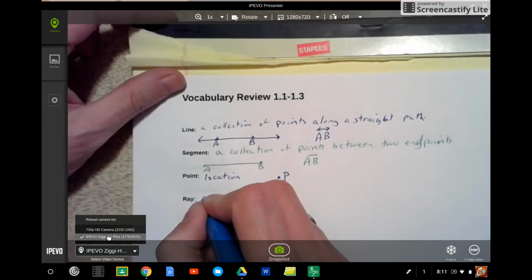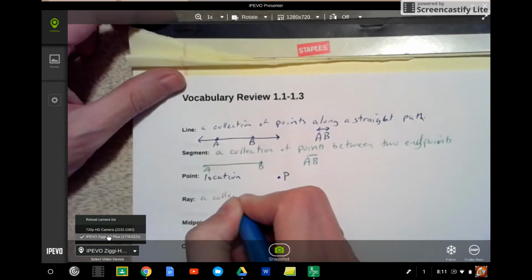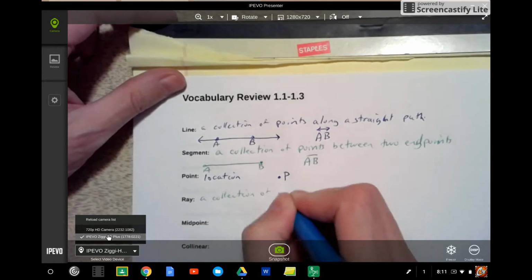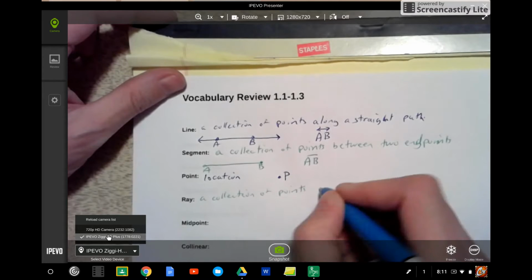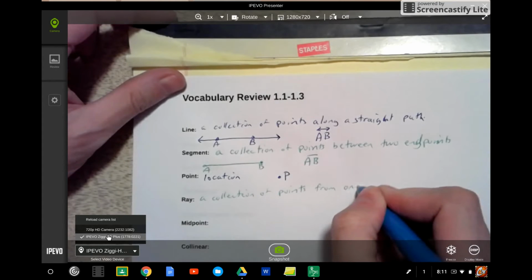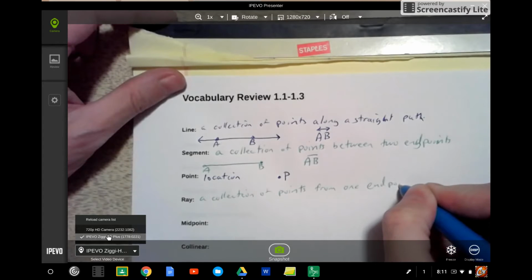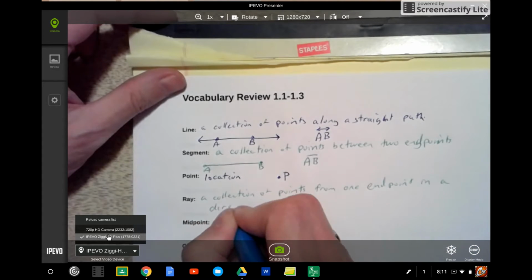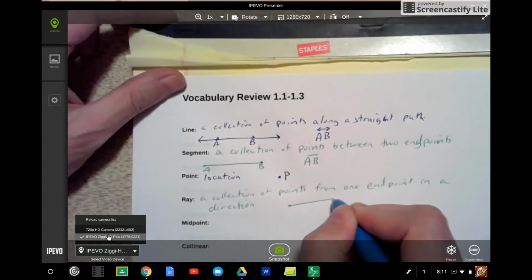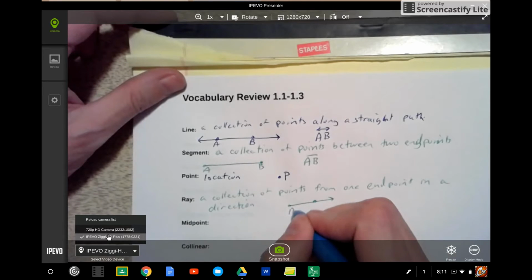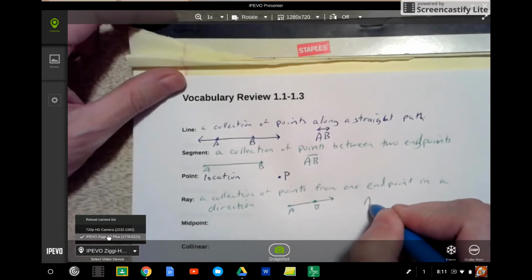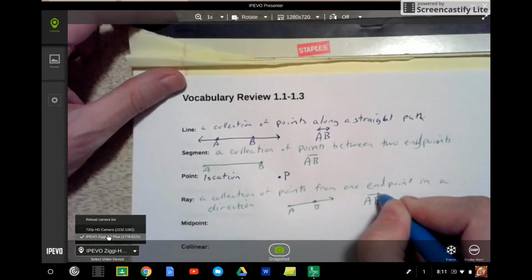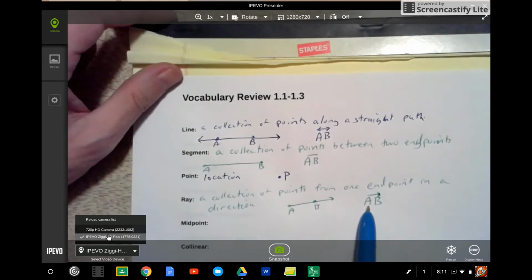A ray is a collection of points from one endpoint in a direction. So with a ray, we're talking something that looks like that. Another point on it. I'll call this ray AB, and notation for it, AB. Make sure that your rays, the first letter of the name, is the letter that starts the ray.